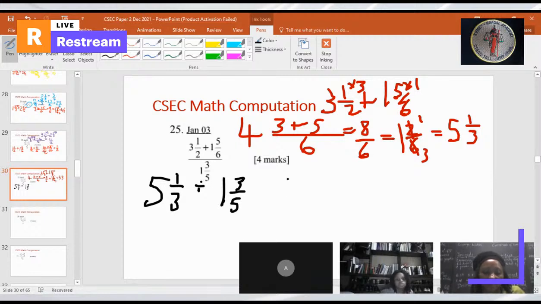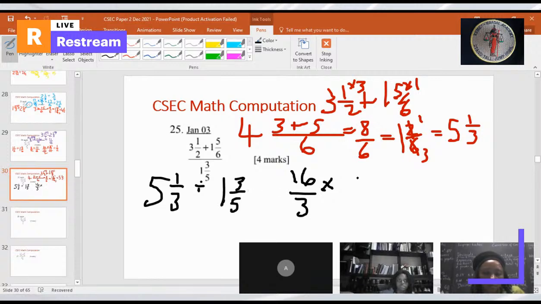So we're going to change 5 and 1 over 3 to an improper fraction. So 5 times 3 is 15, plus 1 is 16 over 3. And we're going to change the division sign to multiplication. And 1 and 3 over 5. So 5 times 1 is 5, plus 3 is 8.